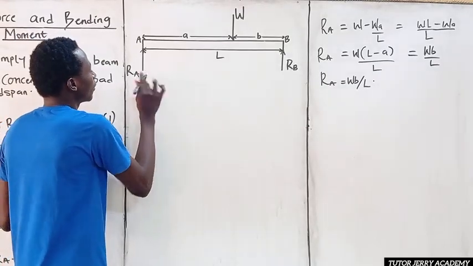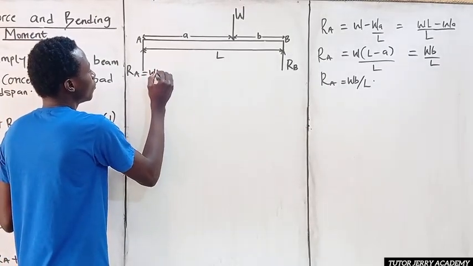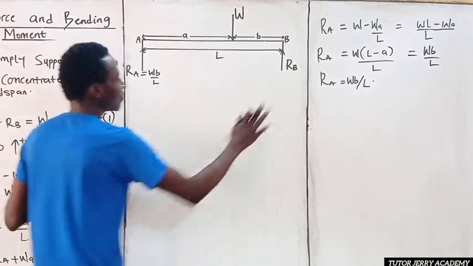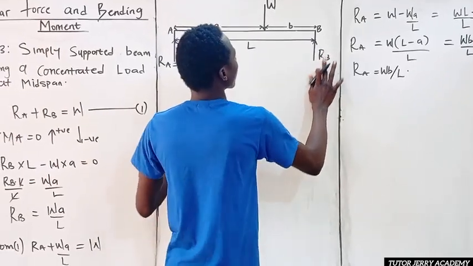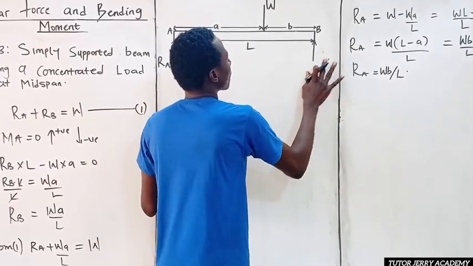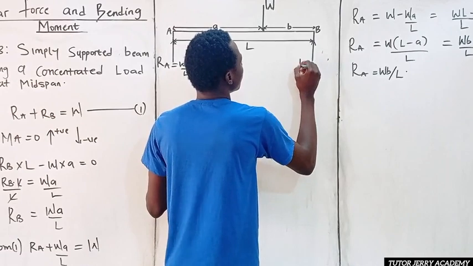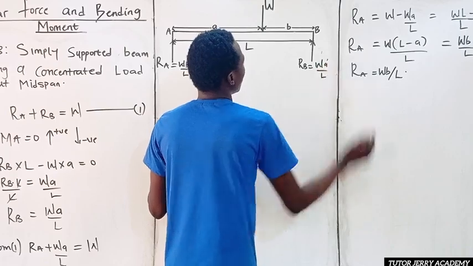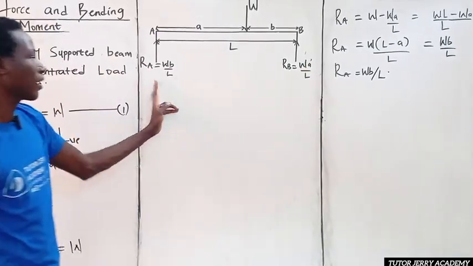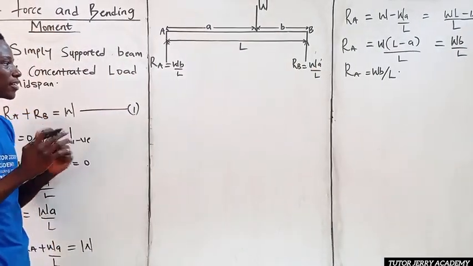So this is our value for RA and our value for RB. RA will be equal to W B all over L, and RB is nothing but WA all over L. So that's that for our values for RA and RB. I hope you get that.